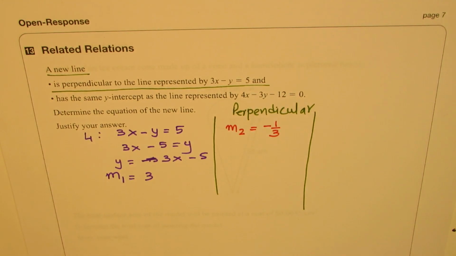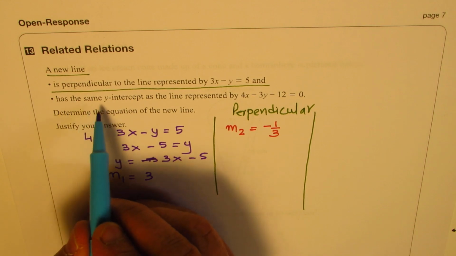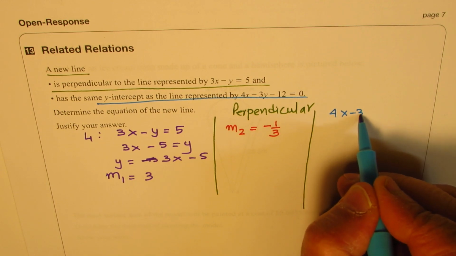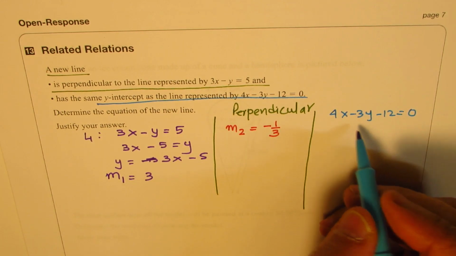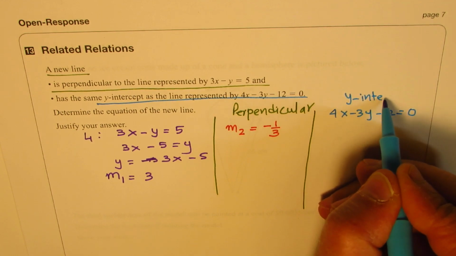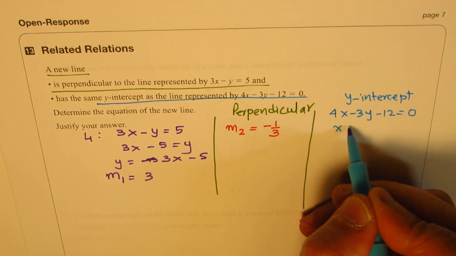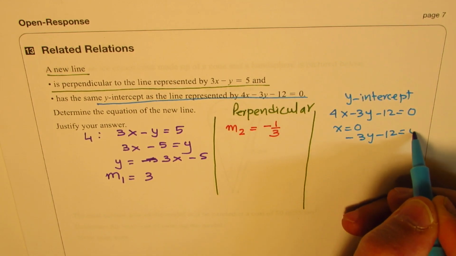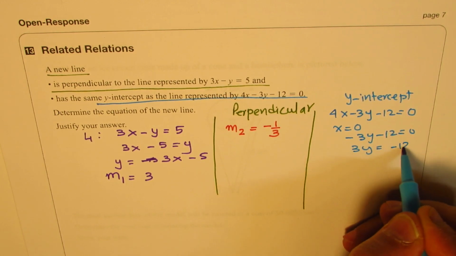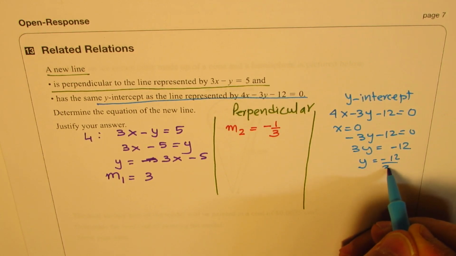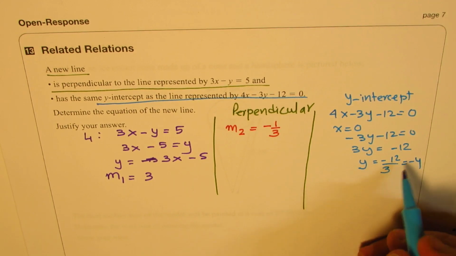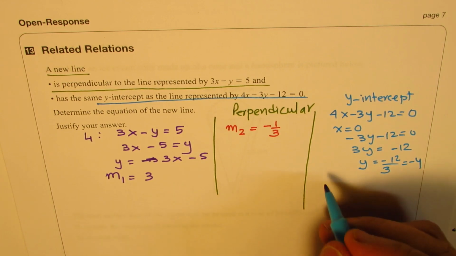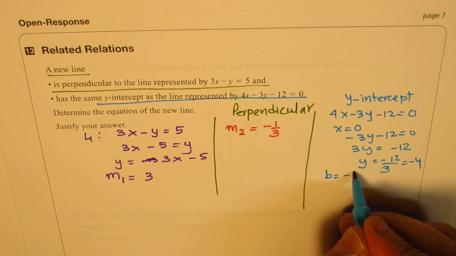Now, let's look into the second part, which is that it has the same y-intercept as this line. So let's find the y-intercept. We have 4x minus 3y minus 12 equals 0. The y-intercept is what we are interested in, which means x equals 0. So if I substitute x equals 0, I get minus 3y minus 12 equals 0, or 3y equals minus 12, y equals minus 12 over 3, which is minus 4. So we have a y-intercept of minus 4. Correct? So that is how we find the y-intercept, which is the value of b, which is minus 4.